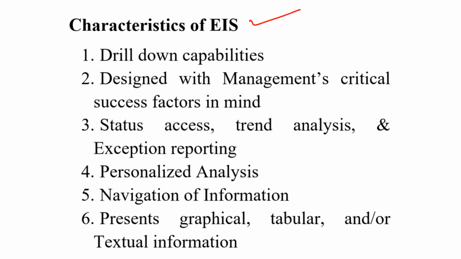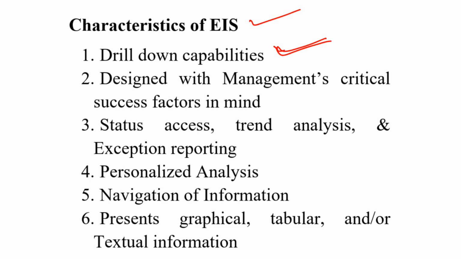Next topic will be characteristics of EIS, Executive Information System. The first one is drill down capabilities. So what is this drill down? This capability allows executives to look for details on any specific information. Drilling down means going in depth related to any particular topic. For example, if they have some doubt in a particular topic or content, then they will access the detailed information of that. That aspect we call drill down capabilities. This will help them get the complete information they require in a particular domain.